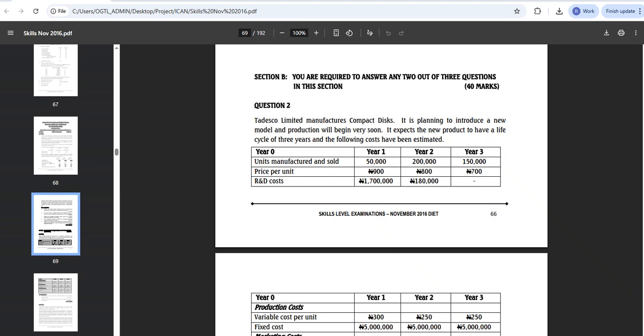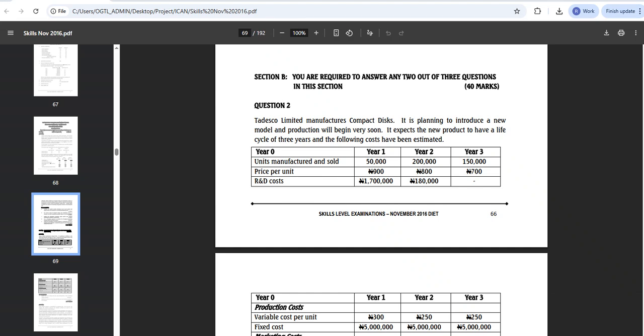Go ahead, please. Tedesco Limited manufactures compact disc. It is planning to introduce a new model and production will begin very soon. It expects the new product to have a life cycle of 3 years, and the following costs have been estimated. Year 0, year 1 to 3, all figures assumed to be correct.